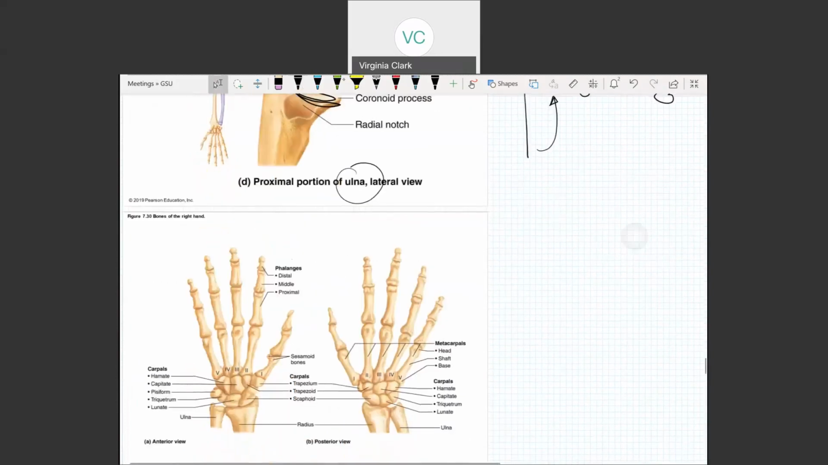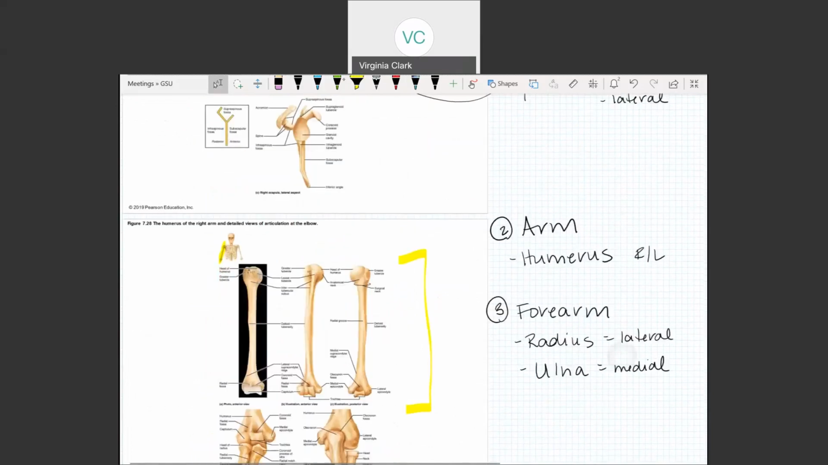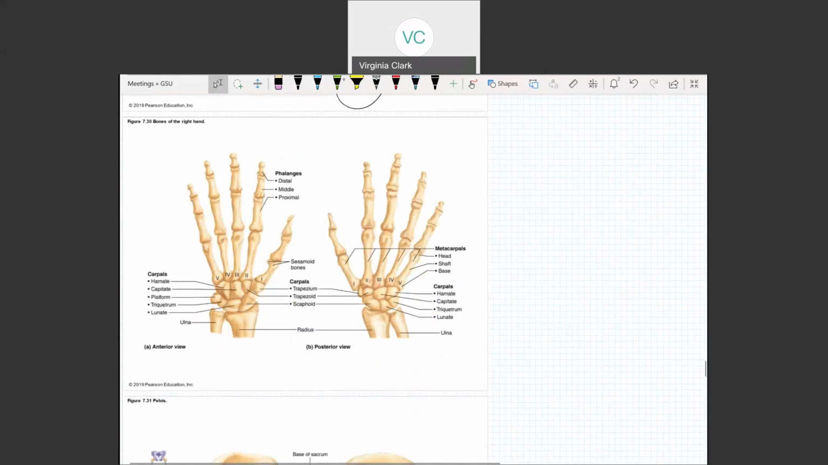So that's the radius and your ulna. It's very cool. So the next section on your upper extremities: we've got your shoulder, your arm, your forearm. The last part is going to be your hand. As you're looking at your hand, there are going to be three groups of bones. You will have your carpals in your hand. Your carpals are going to be your wrist. They are made up of 8 bones. So this is your wrist. Looking at this, these are your carpals right here.